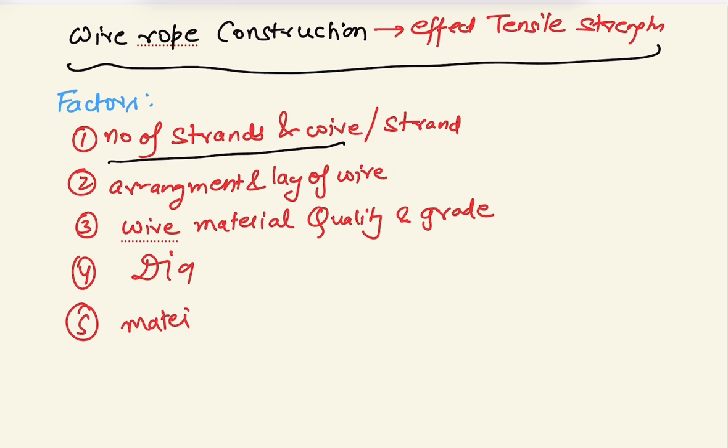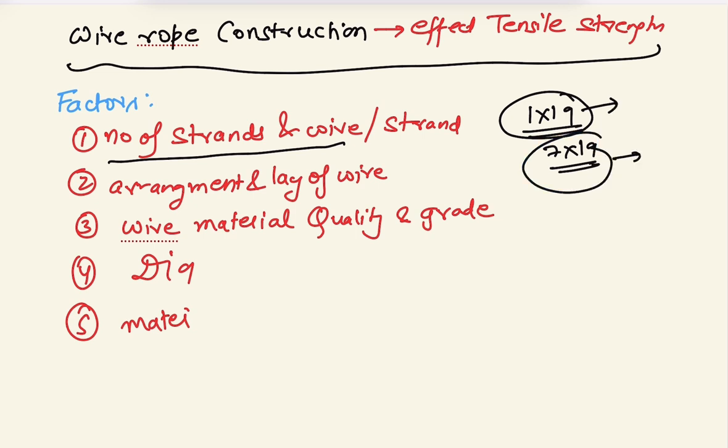Suppose there is a wire rope sling having 1 into 19, and the other is 7 into 19. So this 1 into 19 arrangement has fewer wires, and this 7 into 19 arrangement has more wires. Now, what happens with more wires and fewer wires? Suppose one wire rope sling is 1 into 19 and the other is 7 into 19, both of the same diameter.